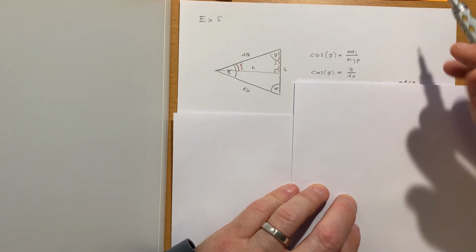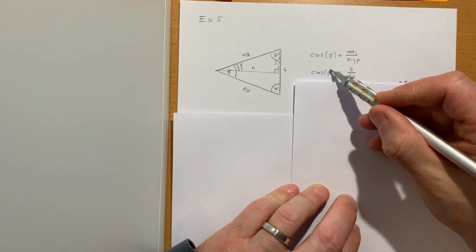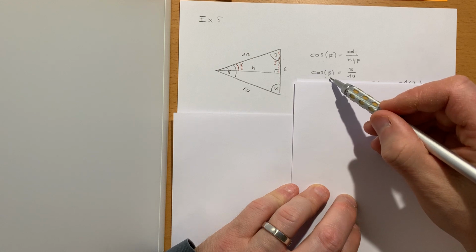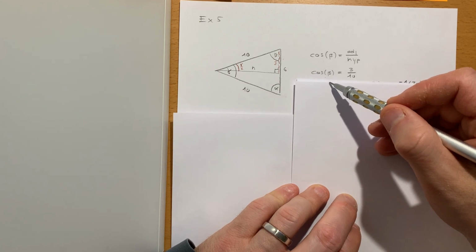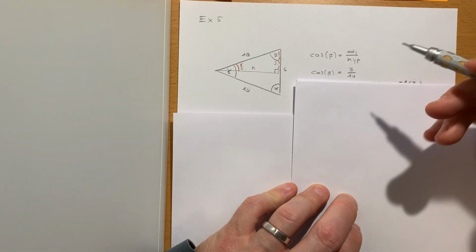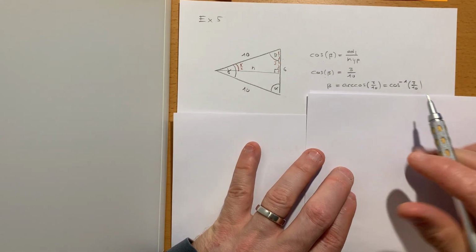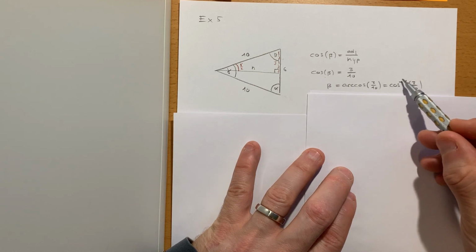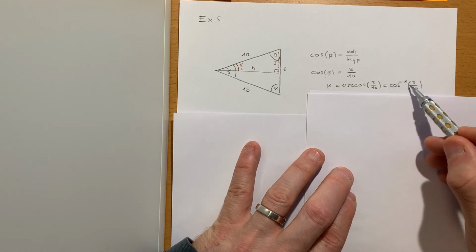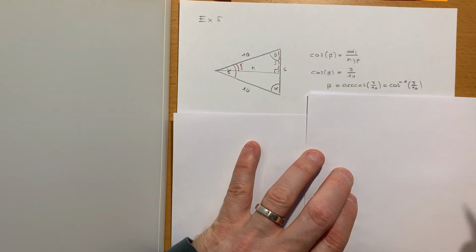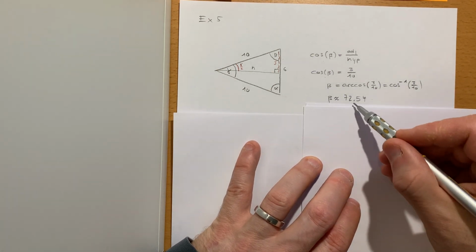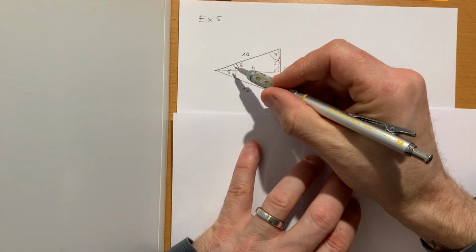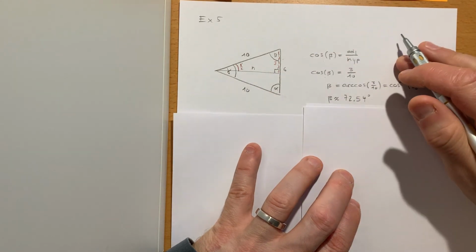Now let's plug in what we know. Cosine beta, that's what we want to work out, is 3/10. Well, now we want to work out an angle. That means we need to use the inverse cosine, arc cosine, or cosine to the minus 1. So this is what we do. Again, you type in cosine to the minus 1 with the shift key. Well, when you work this out, you're going to get 72.54 degrees.